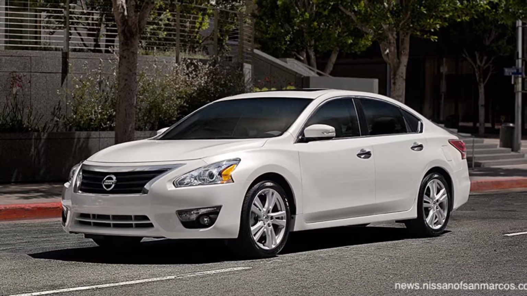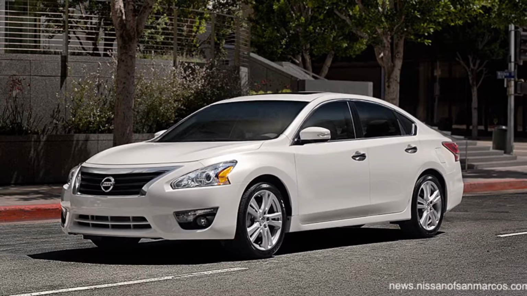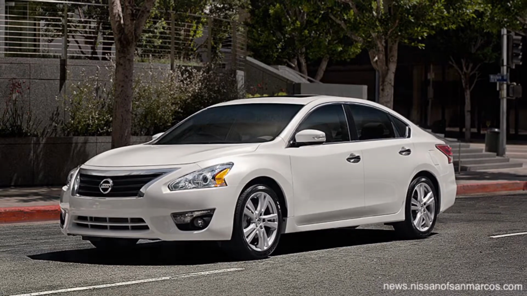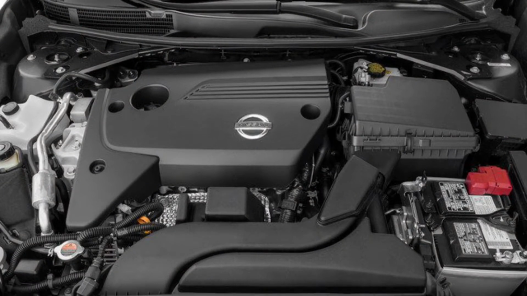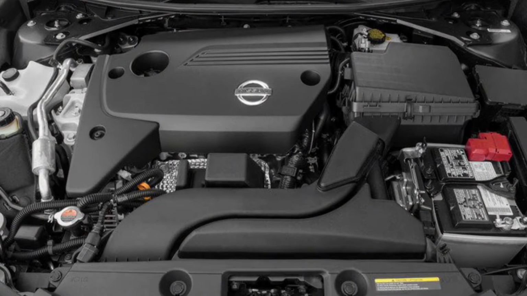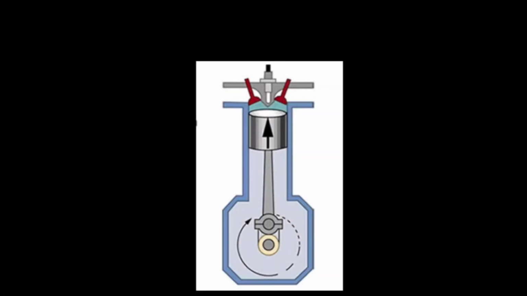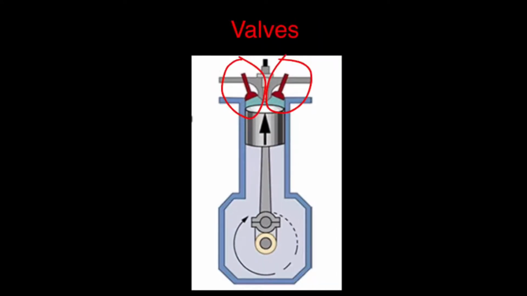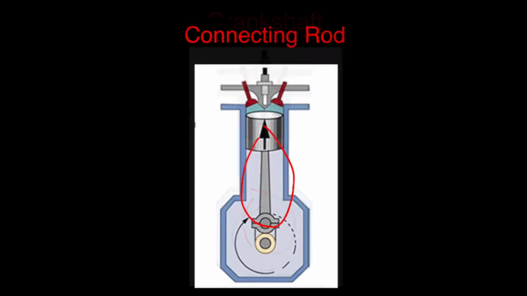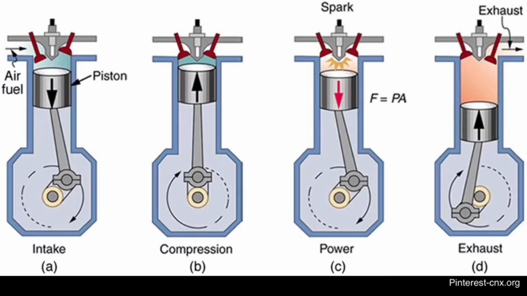The car I was driving is a 2015 Nissan Altima SV. This specific car utilizes an i4, or inline 4-cylinder engine, to maximize both power and fuel economy. The most basic parts of any engine are the spark plug, the valves, the piston, the connecting rod, and the crankshaft. A 4-stroke engine is an internal combustion engine in which the piston completes 4 separate strokes while turning the crankshaft. These strokes include the intake, compression, power, and exhaust strokes.